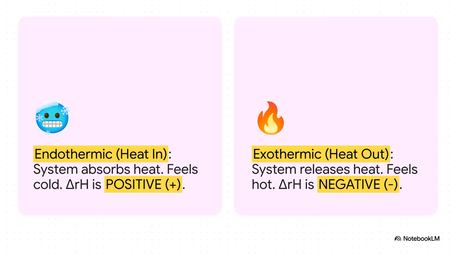And this simple subtraction gives us two possible outcomes that, believe it or not, answer our very first question. If the products have more energy than the reactants, the system has to absorb heat from its surroundings to make that happen. That's an endothermic reaction, and it feels cold. The delta RH is positive. But if the products have less energy, the system releases all that extra heat. That's an exothermic reaction. It feels hot, and its delta RH is negative. Your campfire is exothermic, and that instant cold pack is endothermic. It's as simple as that.